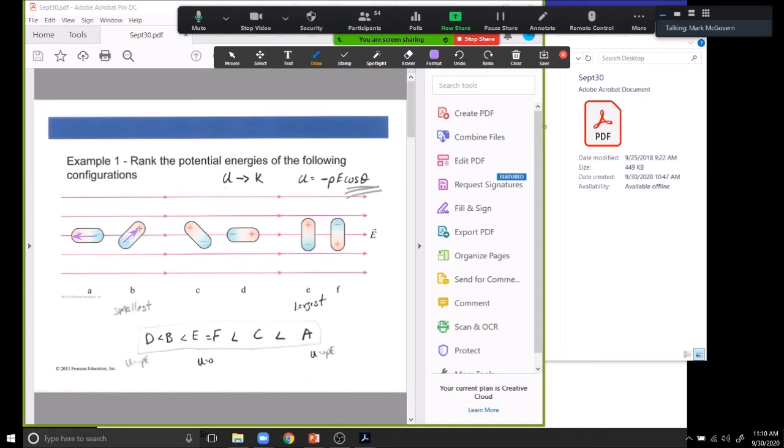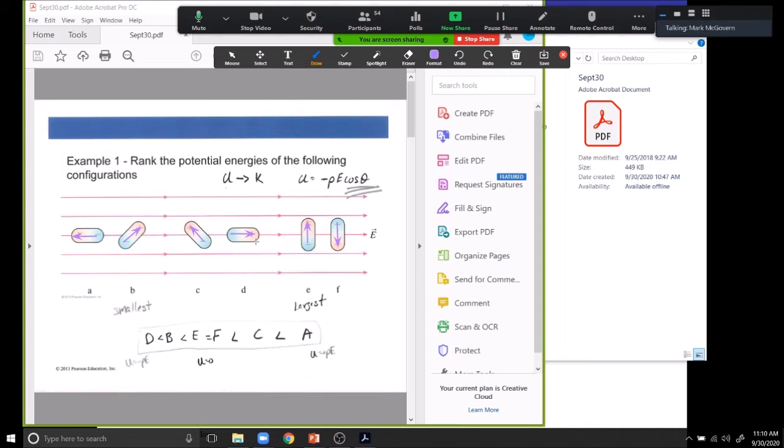Got this nice lavender arrow today. I'm loving the lavender. Very excited about the lavender. So I'm going to draw all those lavender vectors in here.